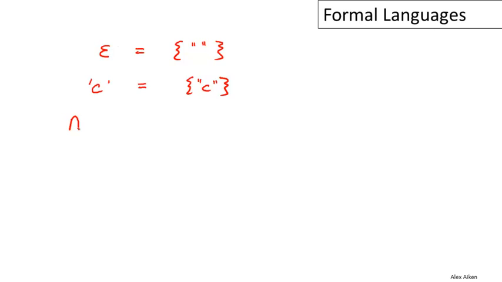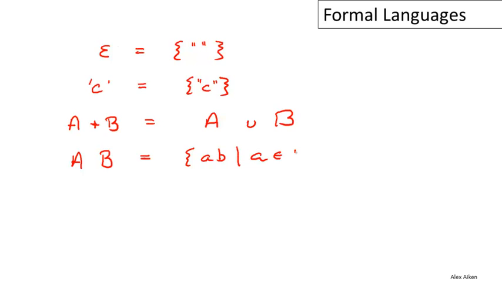So for example, A plus B was equal to the union of the sets A and B. And we had the concatenation, so I could juxtapose A and B, and that was equal to a cross product, where I selected a string from each set in order and concatenated them together. And finally, there was iteration. So I could write A star, and that was the union over I greater than or equal to 0 of all the sets A to the I.